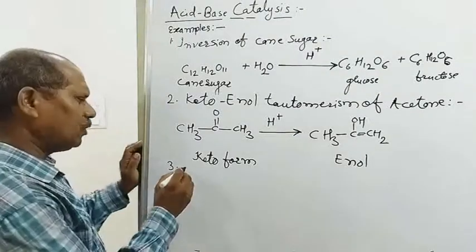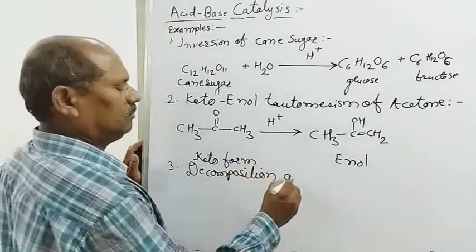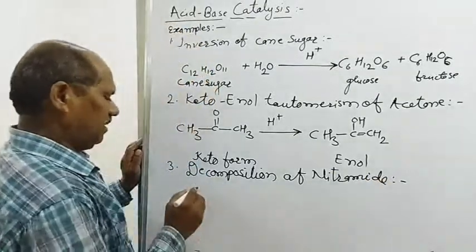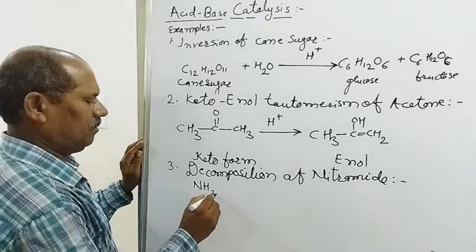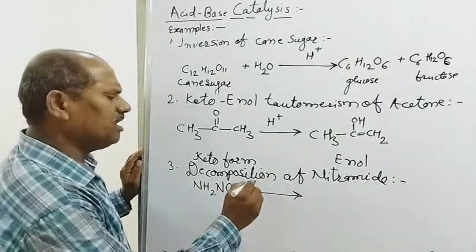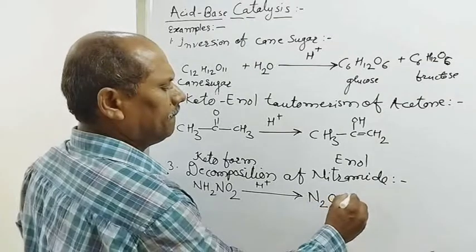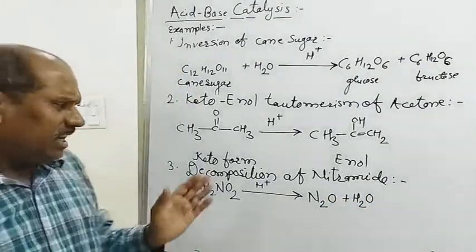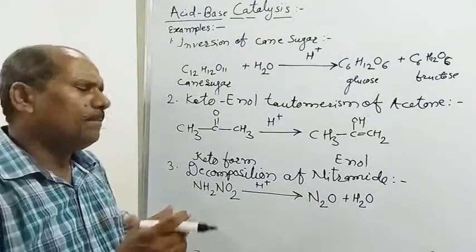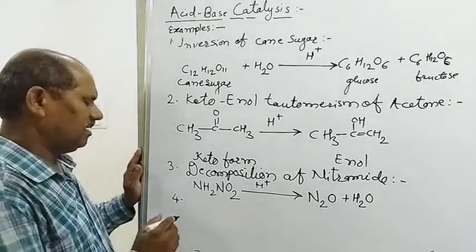Third example, decomposition of nitramide. Nitramide upon decomposition in the presence of acid gives N2O plus H2O. Means the decomposition of nitramide is also an example of the acid-base catalysis. Why is it so? Because this is the reaction which is catalyzed by the acid. Then the next example, that is the hydrolysis of ester.